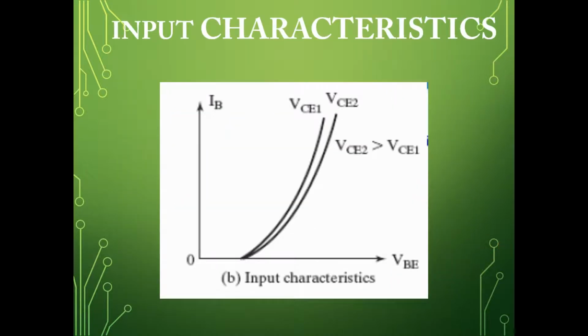Say if we take an NPN transistor, with collector, base and emitter, this PN junction is like a diode. We have the input characteristics, that is input current IB versus the voltage VBE. The characteristics is the same as that of the diode. So transistor input characteristics is the same as the diode characteristics.